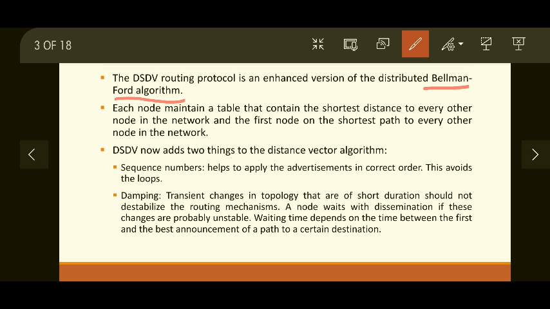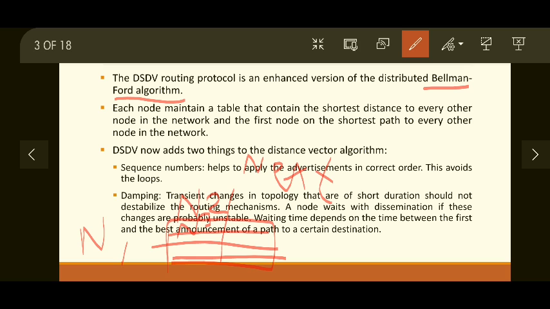Now, what happens in DSDV is that each node maintains a table that contains the shortest distance to every other node. So if there are 5 nodes, then N1 will keep a table that will contain 4 rows, one row for each other node: N2, N3, N4, N5. So the shortest distance to each node in the network is maintained. Apart from that, it also stores the first node, that is the next node, on the shortest path to every other node. So if we have to deliver a packet from N1 to N4, what is the next node that will receive the packet in order to deliver it to N4? That is also mentioned in the table.